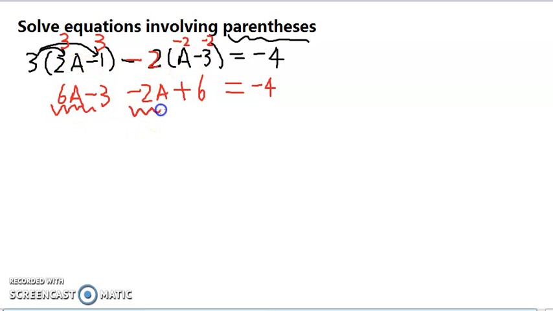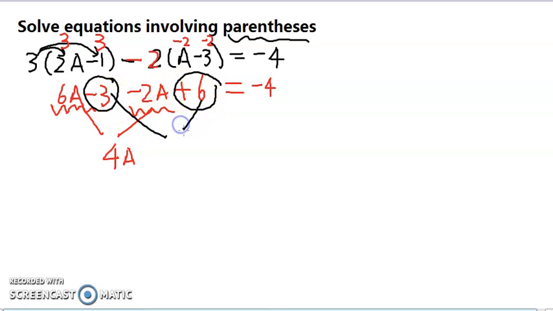Notice 6a and 2a, they're like terms. We combine them, we can get 4a, and negative 3 plus positive 6, they're both numbers, can also be considered like terms. It's plus 3 and equals negative 4.